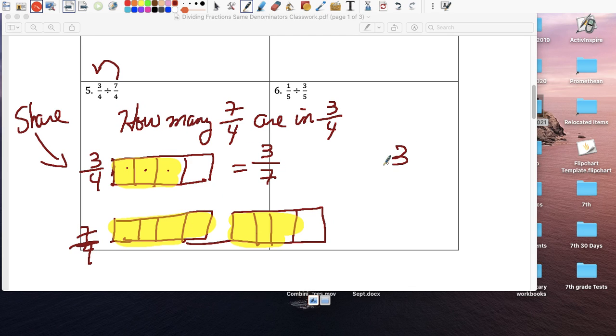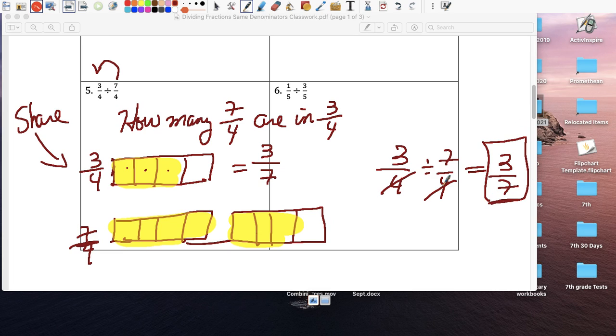So if we do it the other way, we cross out the bottoms, the denominators. And 3 divided by 7, as a fraction, is 3/7. Can we simplify this? We can't, so that's our final answer.